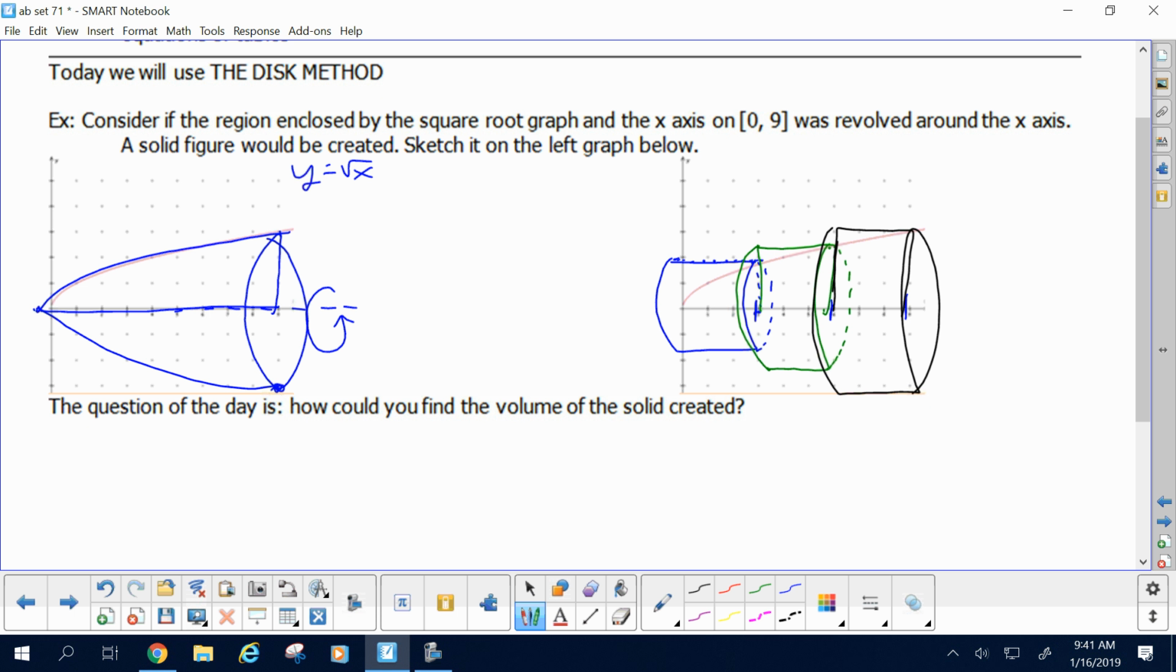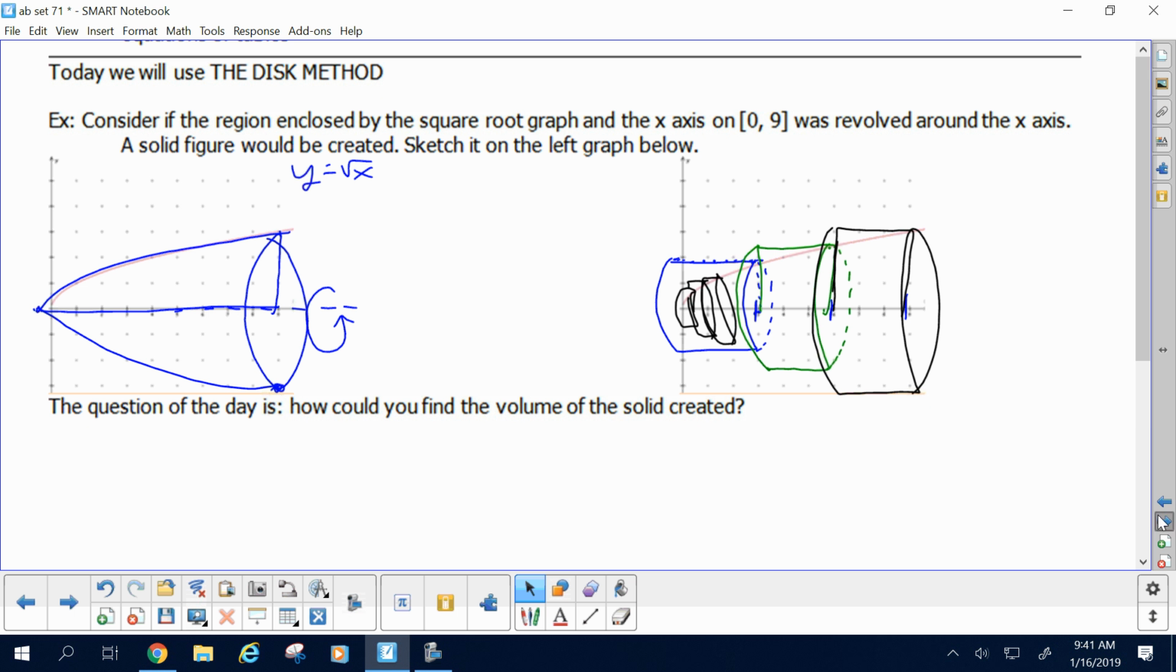How could I get a better estimate of the volume? Make them smaller and thinner. Yeah, more of them and smaller and thinner. So instead I could do mini cylinders, and I would have less error. All right.